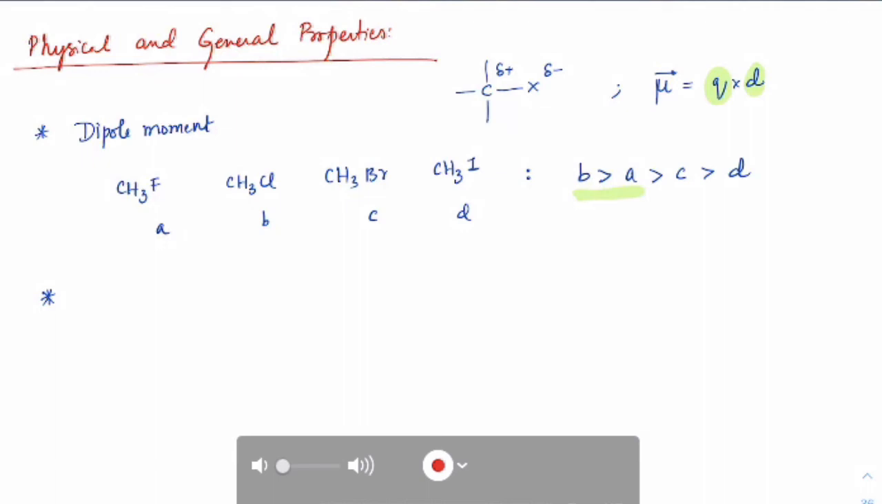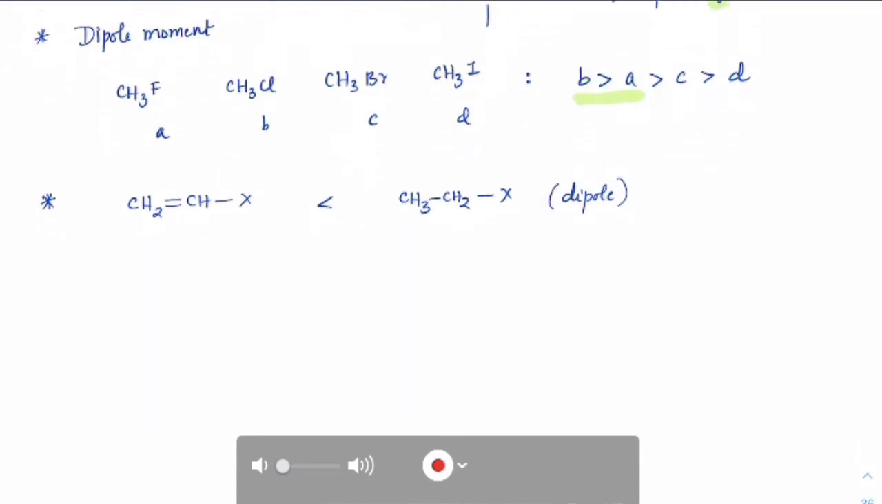Next, if you have CH2 double bond CH-X, this is how it is given, and you are comparing with CH3CH2X, so vinyl chloride versus alkyl chloride. If you have to compare the dipole in this case, the dipole will vary this way. So vinyl halides and alkyl halides, if you compare, this is what happens.